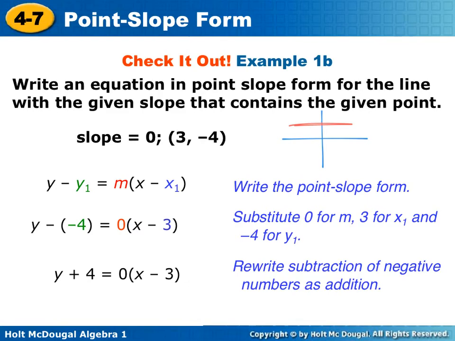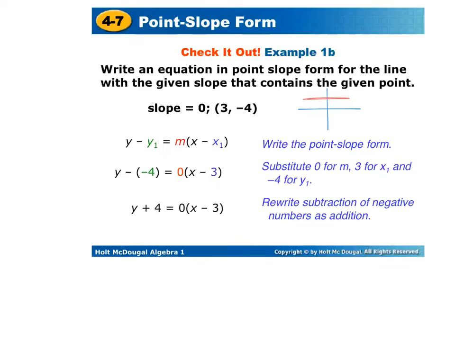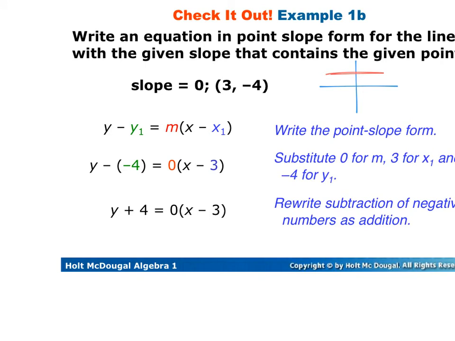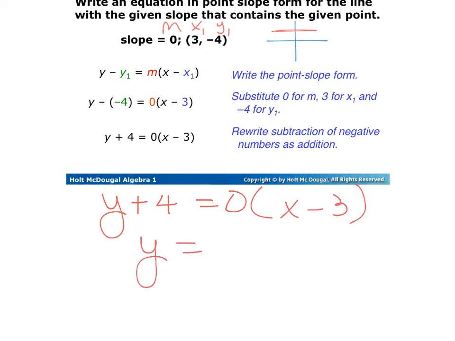All right. So here, again, you're just plugging it in. They're not asking you for slope intercept. So all you did was put the m, which was 0, and then the x1, which is 3, and then the y1, which is -4, and plug it in. Let's see what happens to this though when we distribute it. So let me rewrite it here. What's 0 times anything? So really this whole thing is just 0. So now I have y plus 4 equals 0.